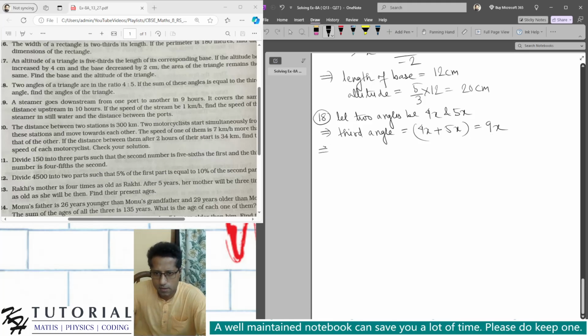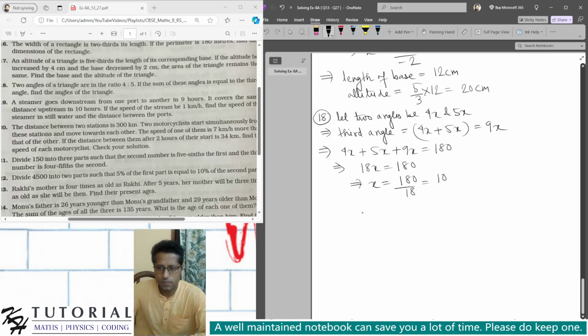And we know that the sum of three angles of a triangle is 180 degrees. So we must have 4x plus 5x plus 9x is equal to 180. So this implies the LHS becomes 18x is equal to 180. This implies x is equal to 180 by 18, which is 10.